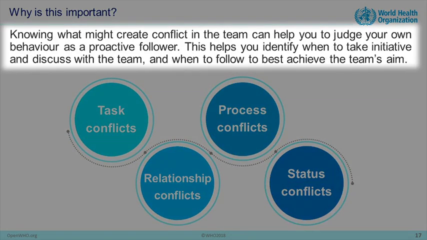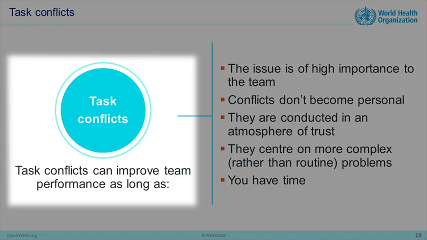Knowing what might create conflict in the team can help you to judge your own behaviour as a proactive follower. This helps you identify when to take initiative and discuss with the team, and when to follow to best achieve the team's aim. Task conflicts can be good for a team and the mission if they are handled correctly. If you apply the principles of proactive followership, you can ensure that task conflicts do not undermine the team.